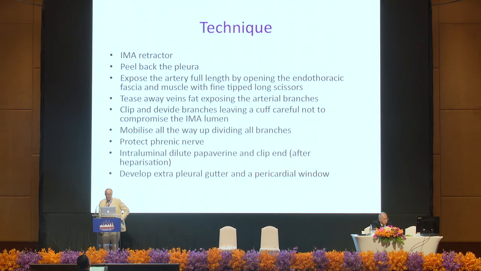Mobilize all the way up, dividing all the branches. Protect that phrenic nerve, be aware of it. And once it's down and the patient's heparinized, you can dilute it with papaverine. And subsequently develop an extrapleural gutter in the mediastinum and bring it through a pericardial window. On the right side, of course, there are other alternatives to where you're going to bring that pedicled skeletonized IMA.